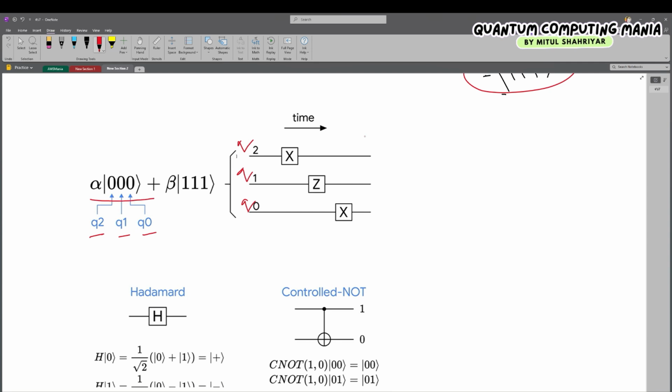Okay, let's go for this one. First of all, you see this q2 value is 0, so we will keep it 0, and q1 value is 0, and q0 value is 0. Great. So first of all, we just pass it through everything.